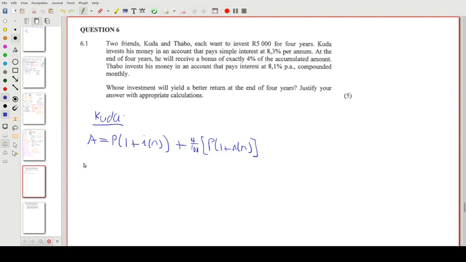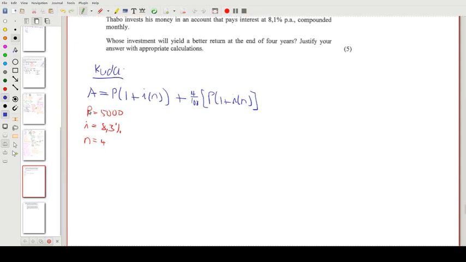Let's work that out. So let's first write down what the values are that we know. We know that P is the 5,000 that he will invest. I, the interest rate, is 8.3%, and that's per annum. And that is how many years? N will be 4 years. Okay, now let's plug that in and solve our equation.